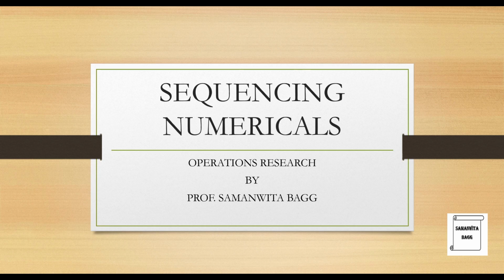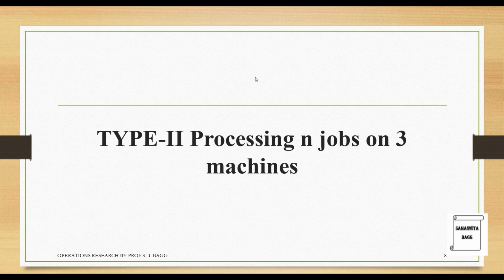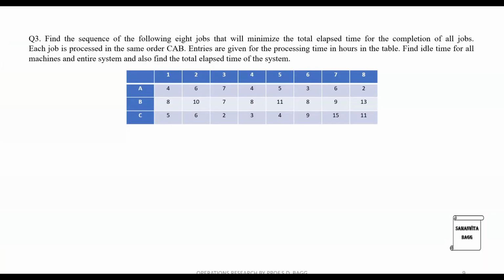To the next session on operations research. In this session, we will take up the type 2 numerical on sequencing model, that is processing n jobs on 3 machines. So now here we are going to have many jobs which will be processed through 3 machines. Find the sequence of the following 8 jobs that will minimize the total elapsed time for the completion of all jobs. Each job is processed in the same order CAB. So this order is very important, again CAB.